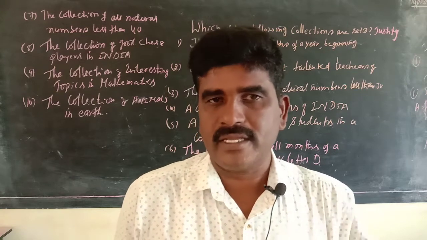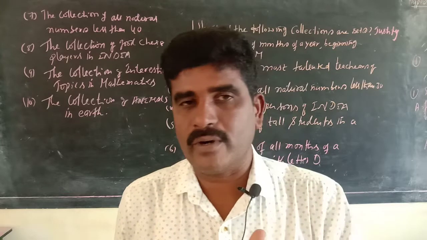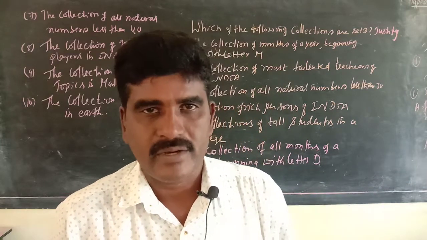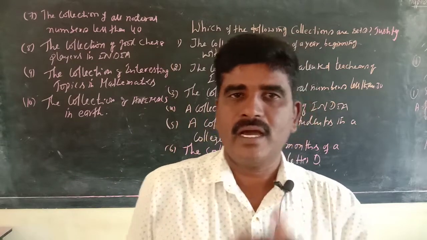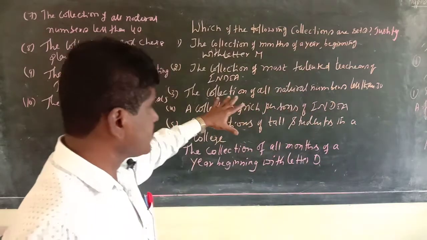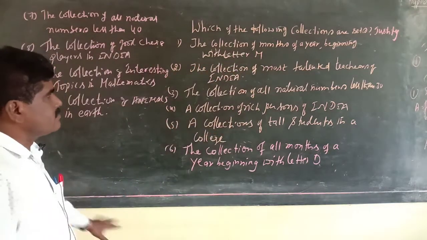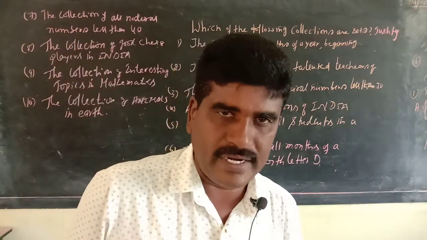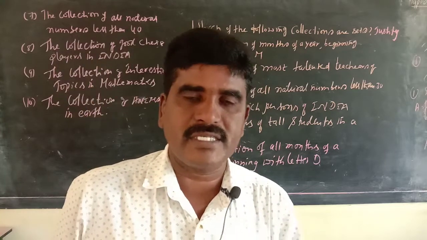This set theory deals with well-defined collections, not non-well-defined collections, why and how, in the previous video. I have put the results on WhatsApp and YouTube, GH Maths YouTube. I will do a video on problem solving. Which of the following collections are sets? Which are well-defined sets, and which are not well-defined sets, and why?